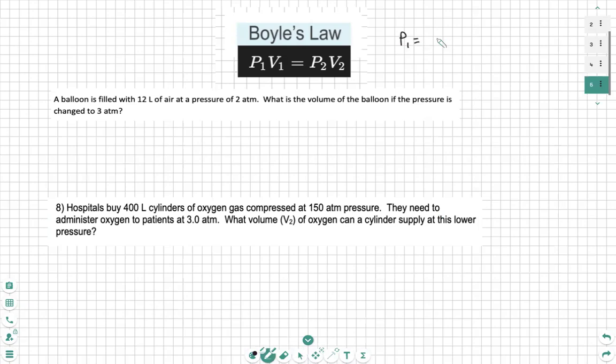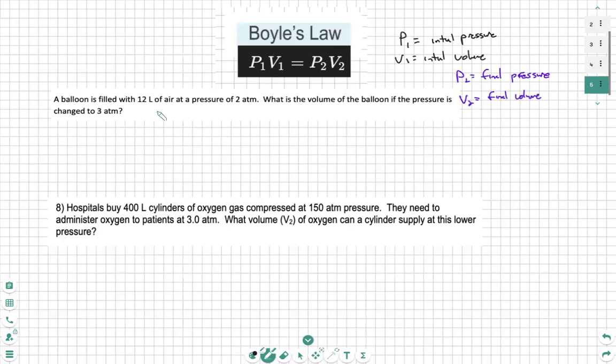What does that mean? P1 is our initial or first pressure. V1 is our initial or first volume. Then we're going to move on to P2, which is our final pressure or second pressure. And V2 is going to be our final volume or second volume. So using that formula, we're going to be able to solve for what's missing within our question asked.